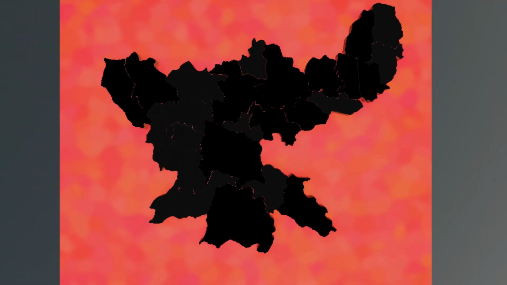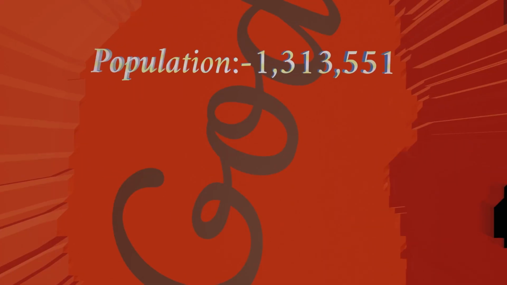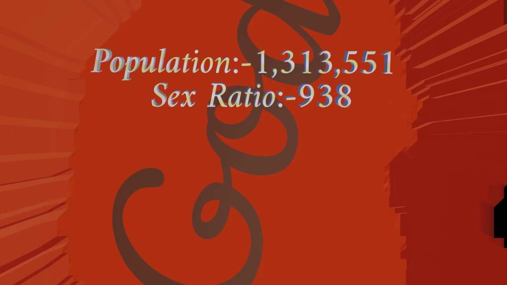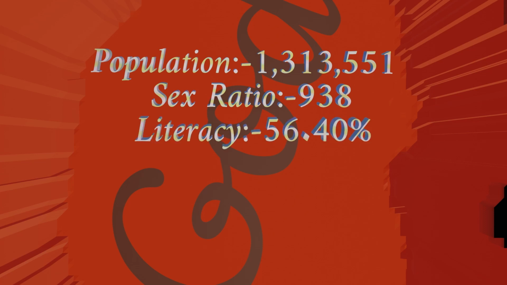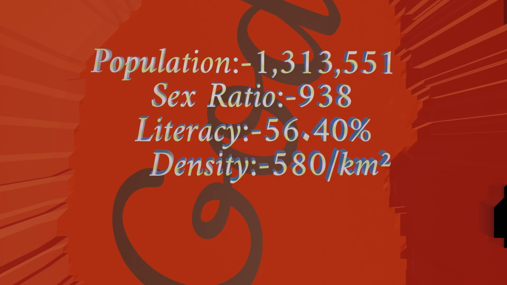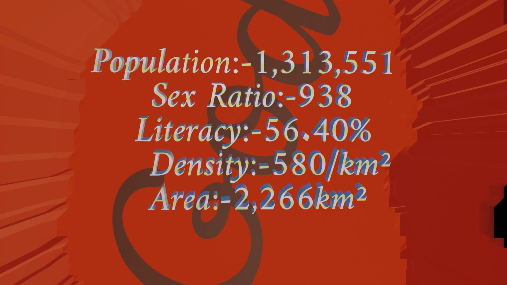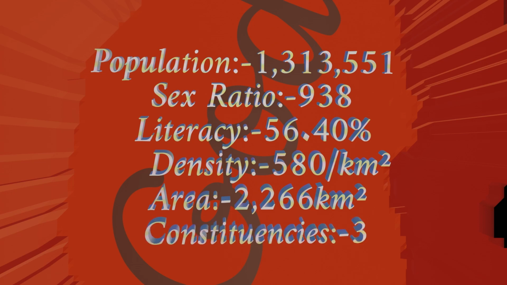Now let us move to Godda. Population of Godda is 1,313,551. Sex ratio is 938. Literacy rate is 56.40%. Density is 580 per kilometer square. Area is 2266 kilometer square. Constituencies are 3.